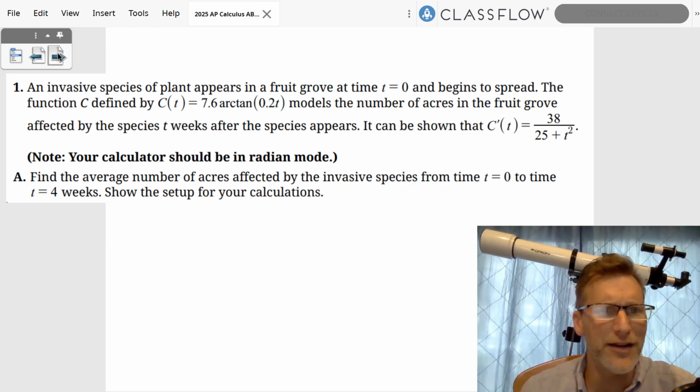And number 1 was all about an invasive species in a fruit grove. You can see they gave us C of T. We want to put that in our calculator. That is the number of acres of the fruit grove that is affected. Time is in weeks. You can see they also gave us C prime of T. I put that in my calculator as well.